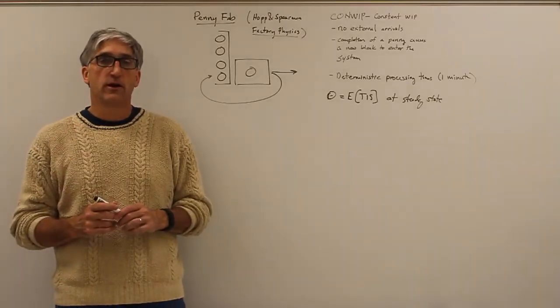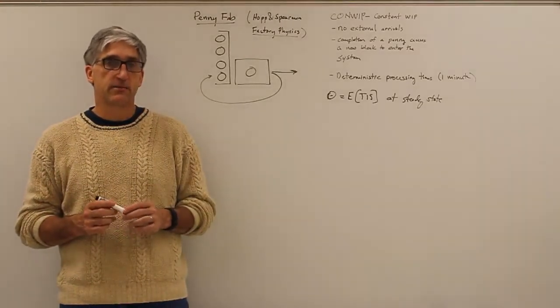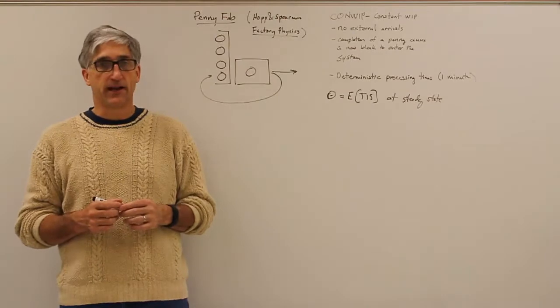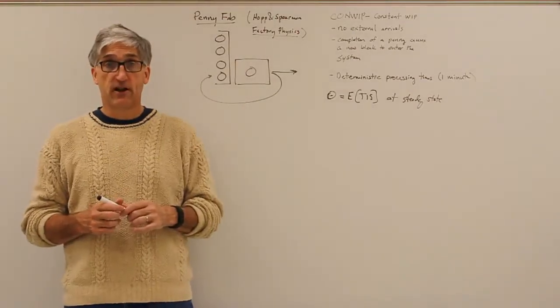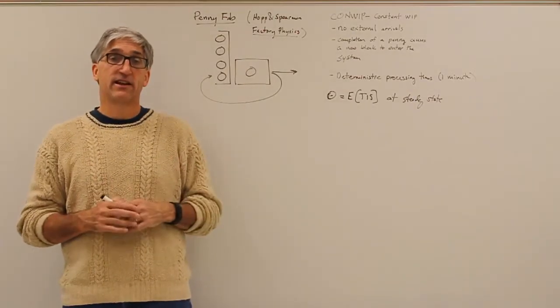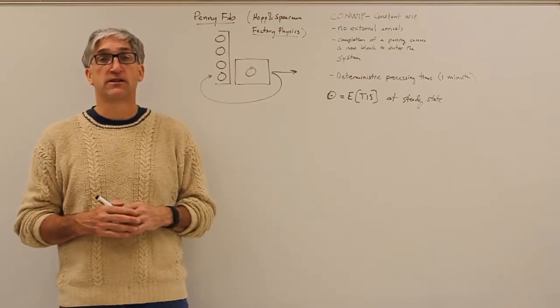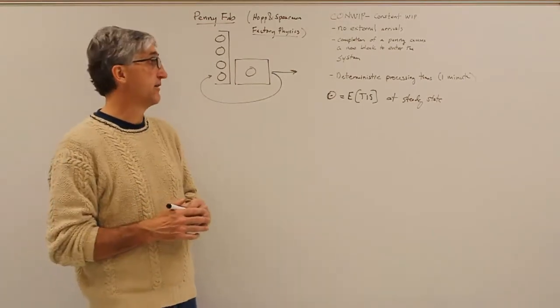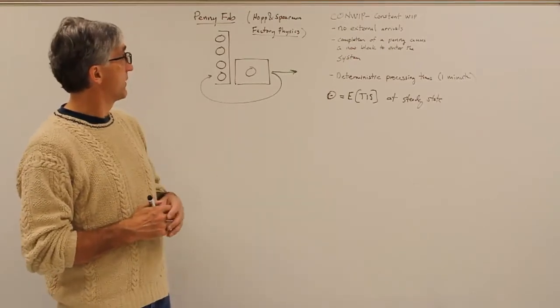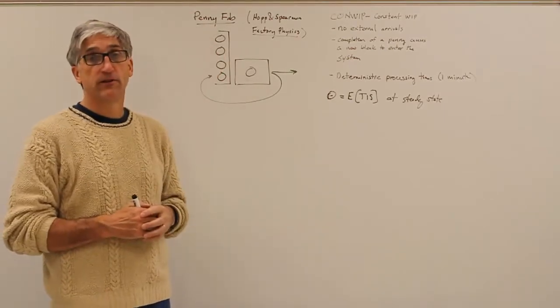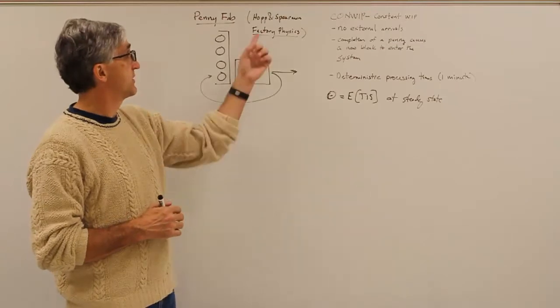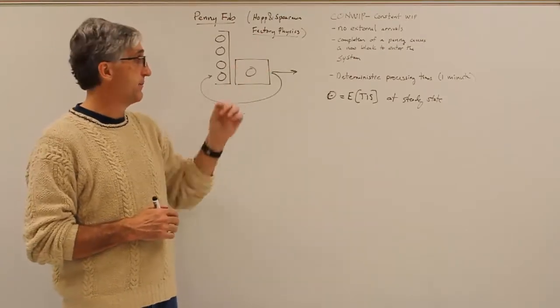In this module, we are looking at a fundamental simulation concept called the initial transient period. And for this example in particular, we're looking at the bias that this initial transient period can cause when we use our simulation model to estimate performance metrics for our system. The system we're going to look at is called a penny fab, and it was originally introduced in the Factory Physics book by Hopp and Spearman.